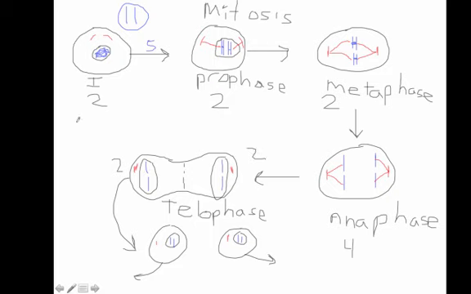Now on your own, ask yourself, how many sister chromatids are found in each cell? That number is going to be a little different in some of these cases.